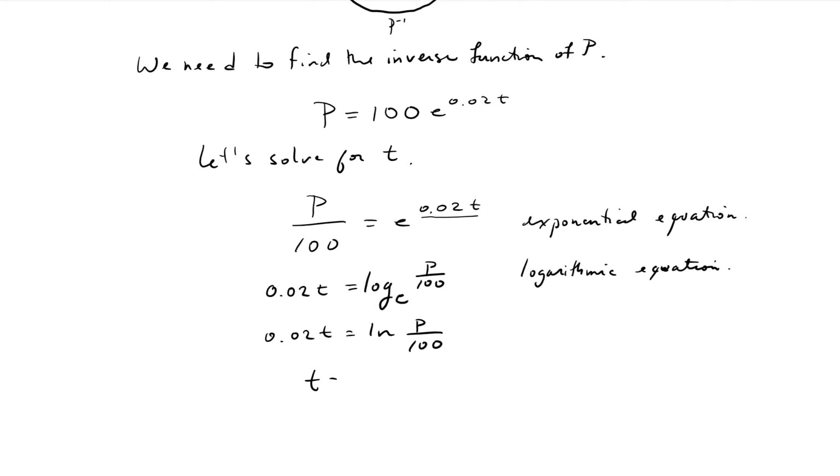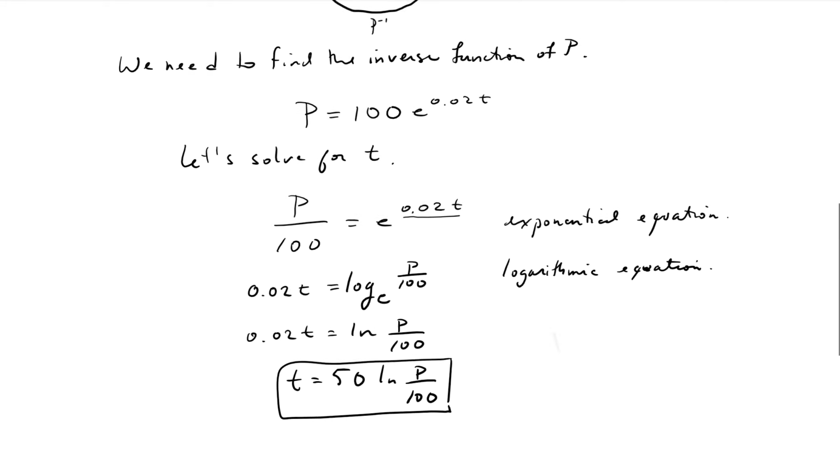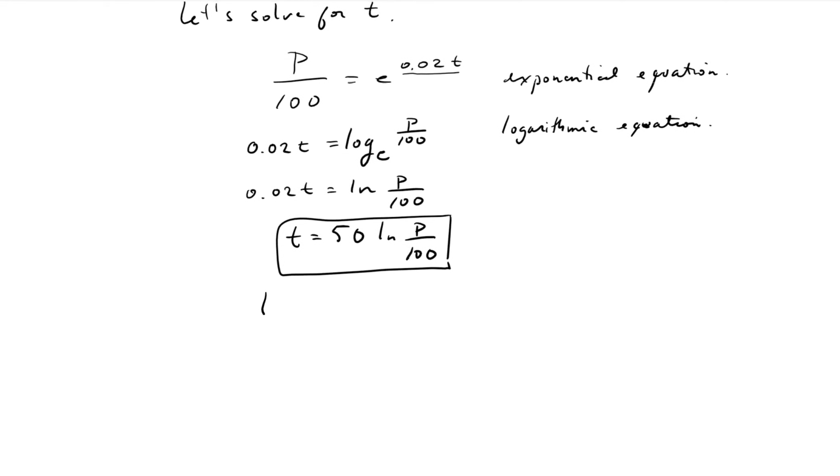And finally, to solve for t, I need to divide by 0.02, like that. But 1 over 0.02 is actually 50, because it's 1 over 2 over 100, or 1 over 1 over 50, so that's 50. So finally, this is our function. So this is how t is a function of p. So to emphasize this, t is now a function of p. So time is a function of population. And this is what we'd like to graph above.